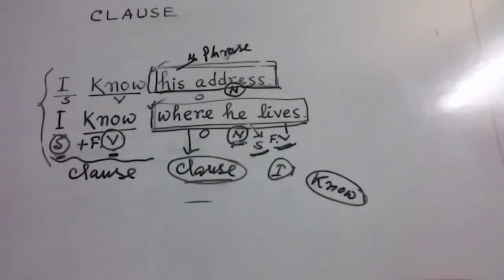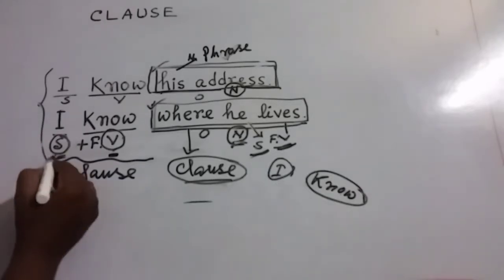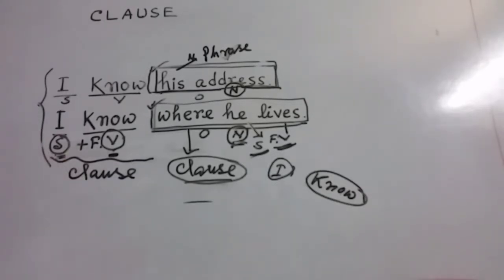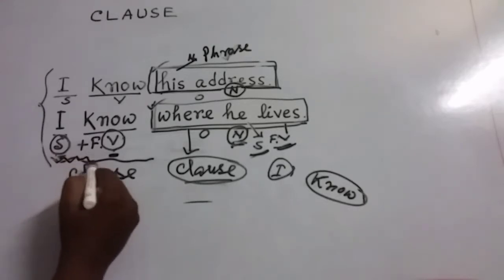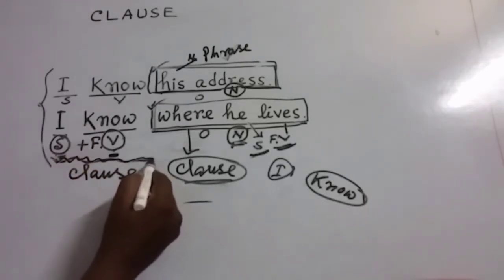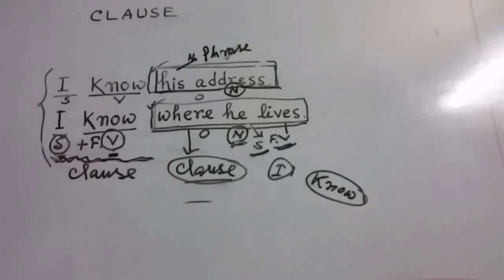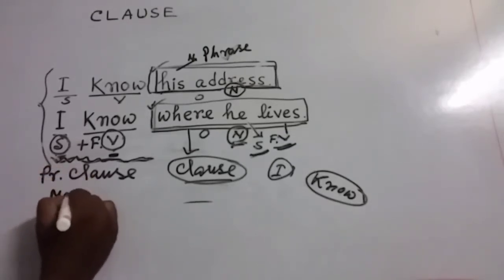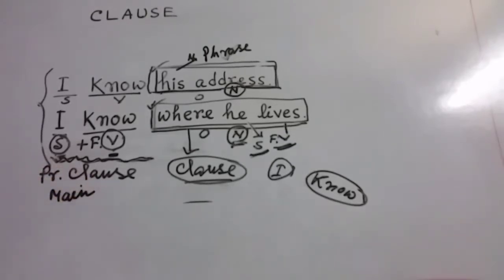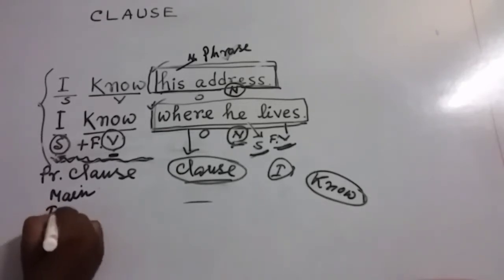My dear friends, if this clause conveys the complete sense, that means the meaning of this sentence can be fulfilled by using those words only, at that time it will be called the principal clause, or you can say the main clause, or you can say the independent clause.